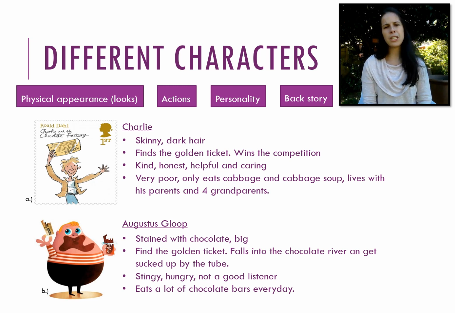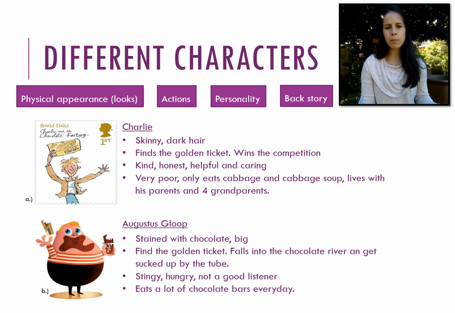Right, let's look at his personality. He's very opposite to Charlie because we don't really see that he's kind and honest. What we see from him is that he's stingy. Stingy means that he doesn't like to share things. He's always hungry, and he's not a good listener because his mom and everyone shouts at him repeatedly to not go to the river, into the chocolate river, and he still does.